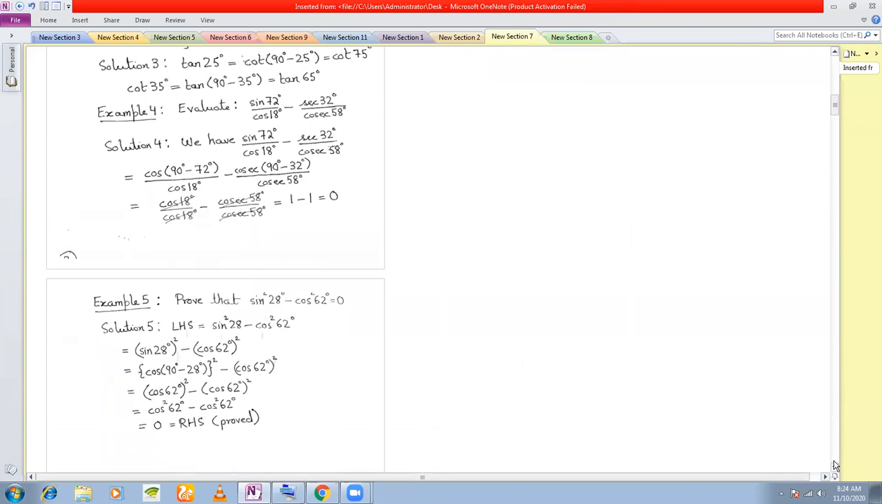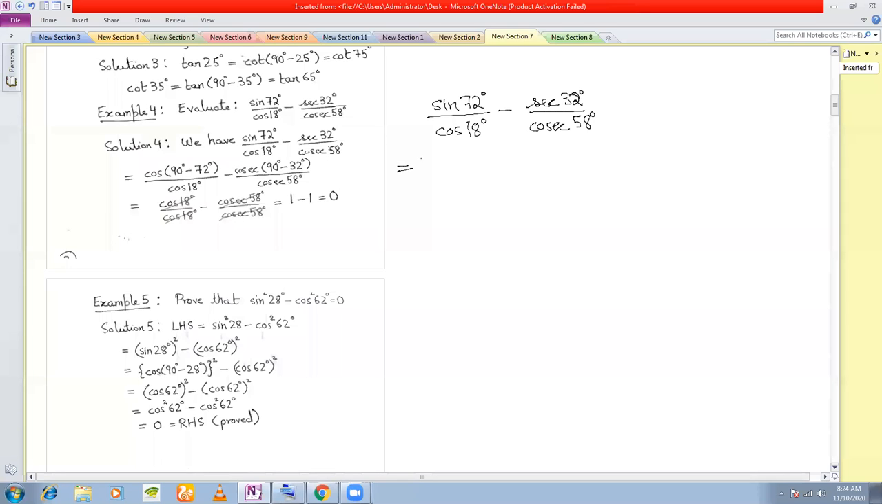Next, look at this example 4 here. This is a very important type of example. Please remember. Okay. Look at this. The question is evaluate or find the value of sine 72 degree by cos 18 degree minus sec 32 degree by cosec 58 degree. There is something very interesting here that you must observe in this problem.